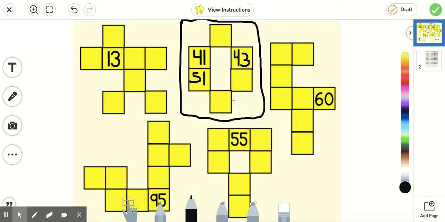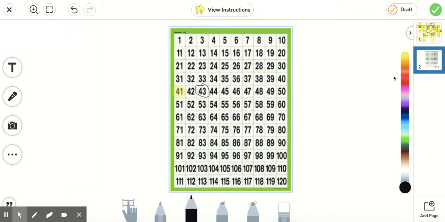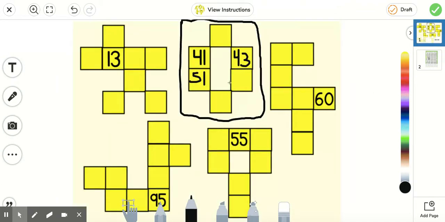All right, boys and girls. So if this one's 51, what do you think is going to go right here? It doesn't want to know what's next to 51. It wants to know what's next to that. 2 over 1. 53, that's right. So right here, I'm going to write 53.